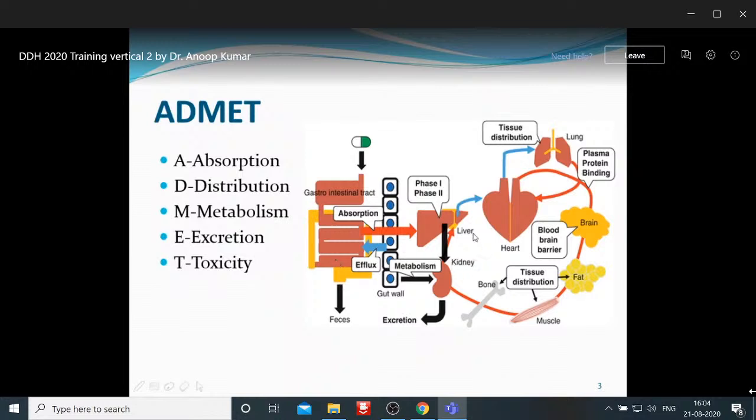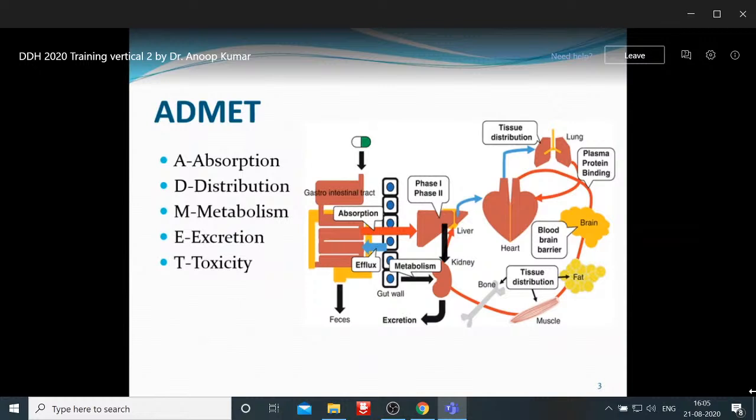So if you see this figure carefully, particularly when we see patients, the most preferable route is the oral route. The reason is that patient compliance is much higher.